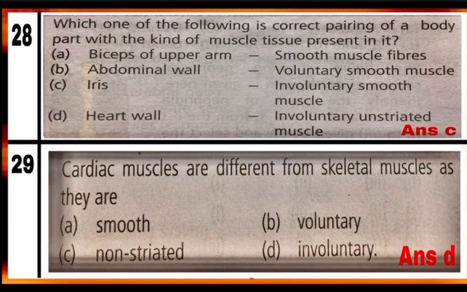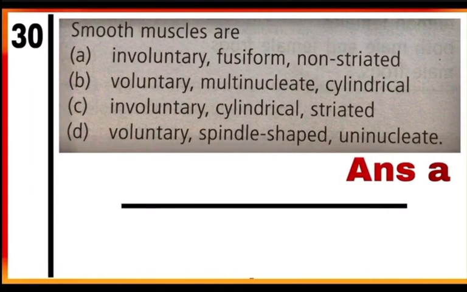Question number 29. Cardiac muscles are different from skeletal muscles as they are, option D, they are involuntary. Cardiac muscles are striated, branched, uninucleated and involuntary muscles. Question 30. Smooth muscles are, option A, smooth muscles are involuntary, fusiform means taper at both the ends and non-striated muscles.